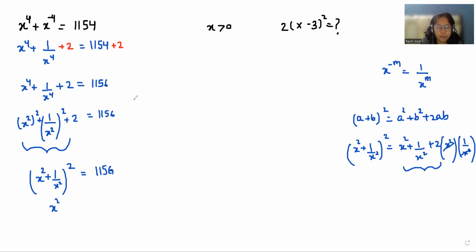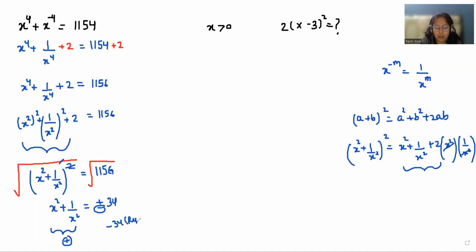So the left hand side becomes x^2 + 1/x^2, this square eliminates the square root. So x^2 + 1/x^2 = plus or minus 34, since 1156 is the square of 34. As we know, this is a positive value, so the answer must be positive. So we reject the negative one. Minus 34 will be rejected. So only one value exists, that is x^2 + 1/x^2 = 34.